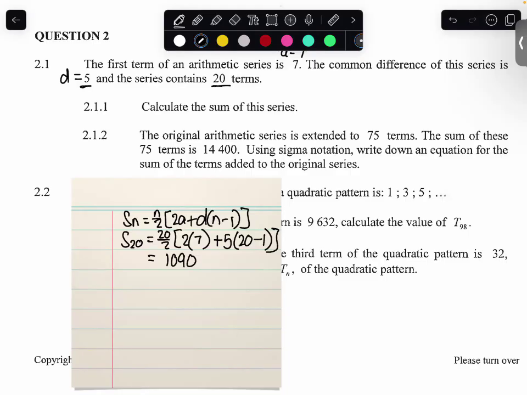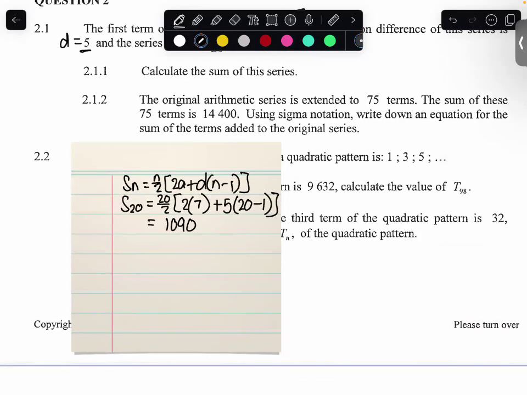Using sigma notation, write down an equation for the sum of the terms added to the original series. So meaning not the full 75, they just want in sigma notation the sum added to the first 20, which means that there's 55, the remaining number of terms is 55 terms. They want us to write those 55 terms down in sigma notation. So we're going to open up our sigma sign.